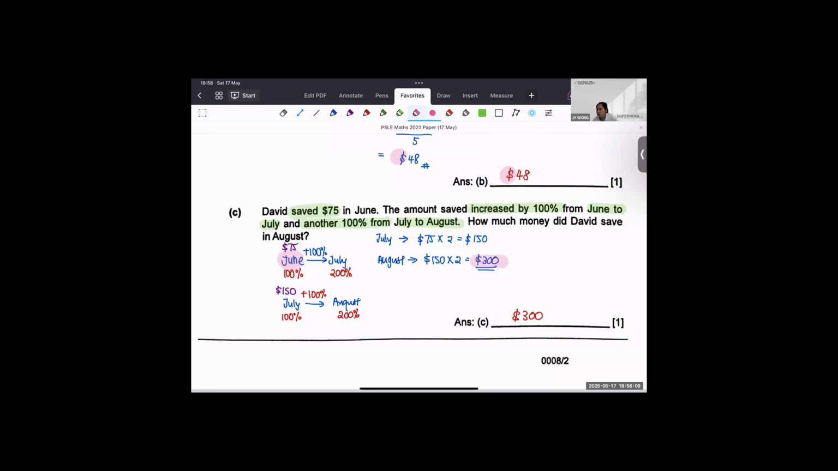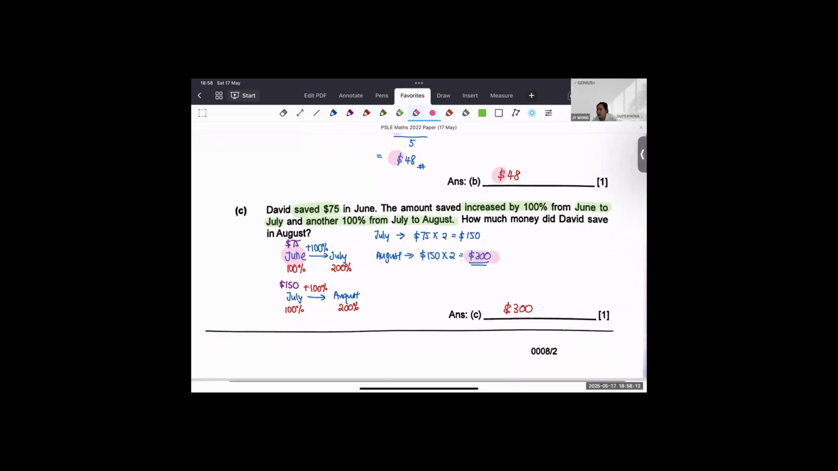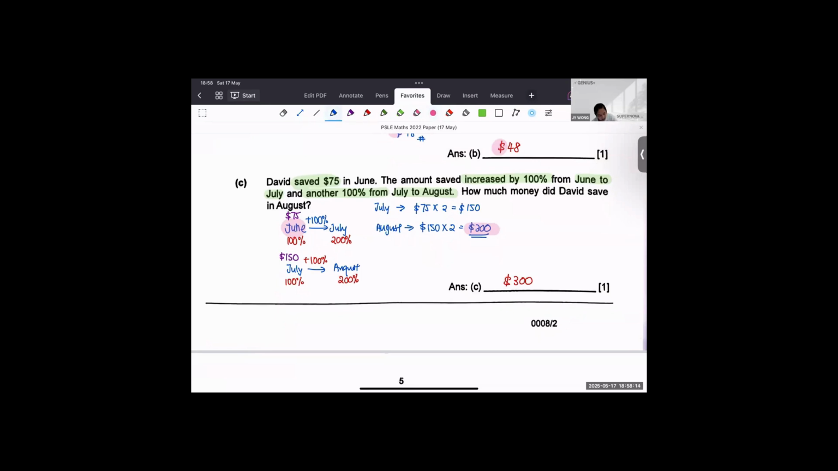Okay, so I see most of you got the answer. Some put a question mark. So please, if you are having trouble with this, please revise your percentage increase and decrease. This is P6. It is under your P6 percentage.